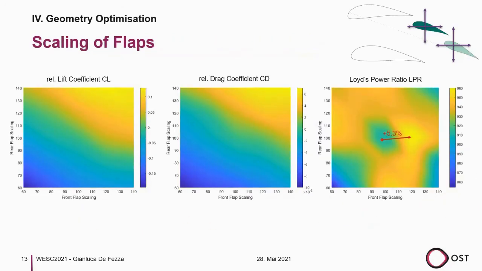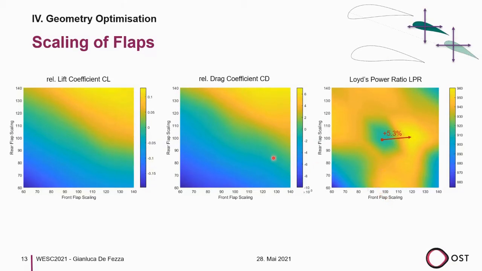So the next few slides always look a bit similar. Up here, we have the highlighted airfoils that are optimized. And down here, we always see the graphs for the relative lift coefficient, relative drag coefficient, and the most interesting one, the Lloyd's power ratio. We have here on the x-axis the front flap scaling, and on the y-axis the rear flap scaling. And 100% means that this is the unchanged geometry.